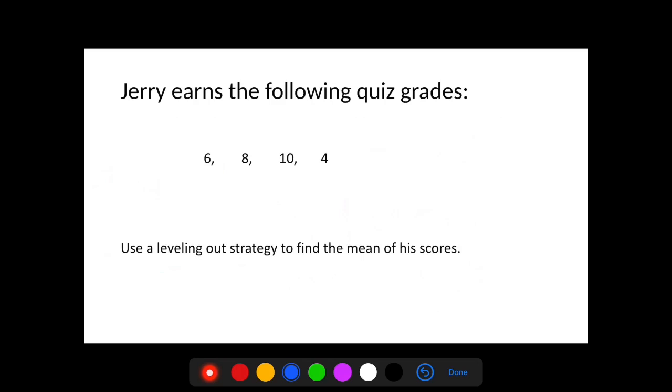We can do a leveling out strategy without drawing a picture. Here we have Jerry with 4 different quiz grades, and instead of adding them all up and dividing by 4, we can just transfer 1 from the 8 to the 6, so they both have 7. Transfer 3 from the 10 to the 4, so they both have 7, and we can see that the average quiz grade is 7. The leveling out strategy can make a computationally intense problem easier, and it helps us understand what we're trying to say when we say we have an average of 7.